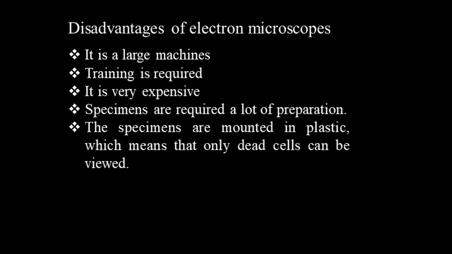Next, we see the disadvantages of the electron microscope. First, it's a large machine. Training is required. It's very expensive. The specimens require a lot of preparation, and the specimens are mounted in plastic, which means that only dead cells can be viewed.